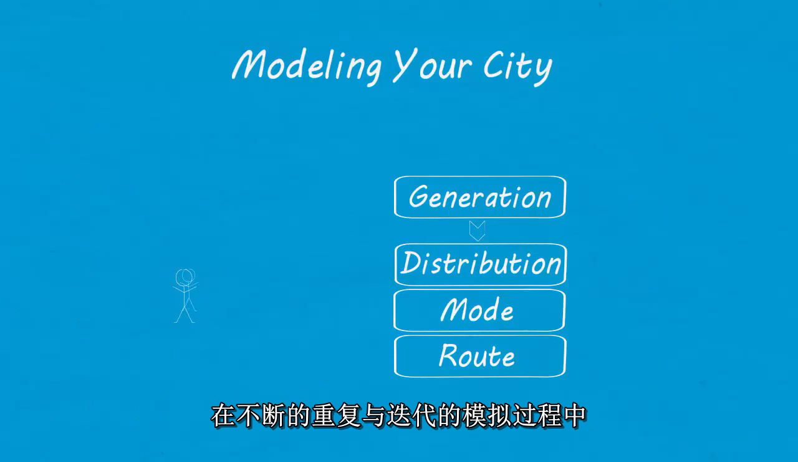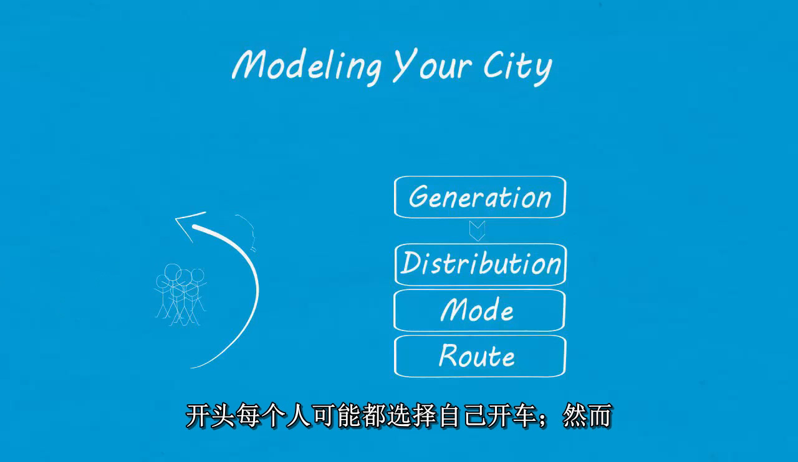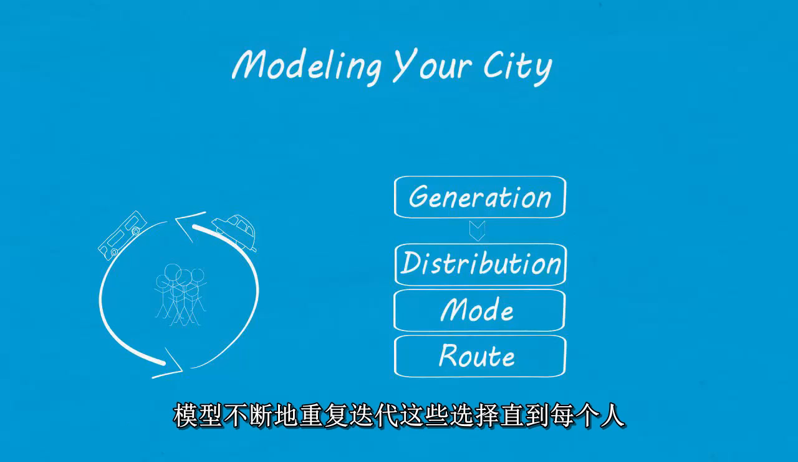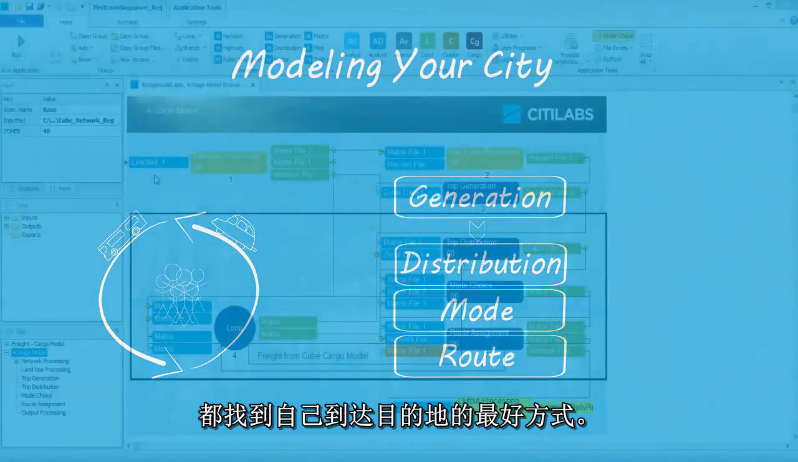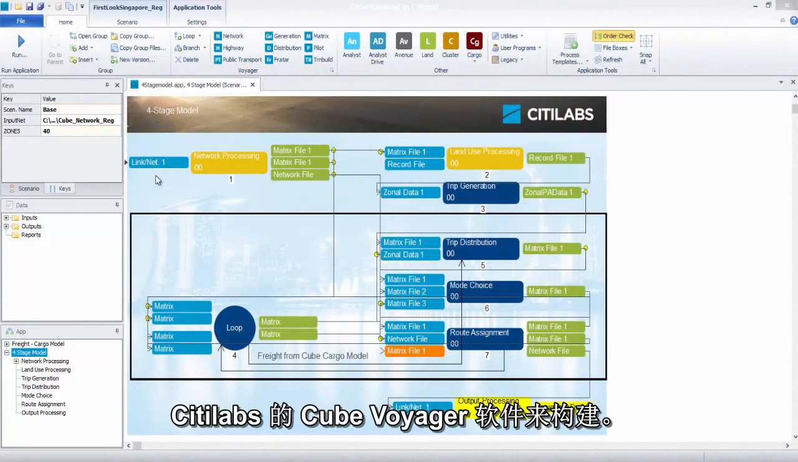It works in a very iterative fashion as a simulated population learns the best decisions for their own situation. The first time everyone may choose to take their own vehicle, but then the model feeds back that the congestion is way too high and it would be much quicker to take the train. The model iteratively loops over these decisions again and again until everyone is finding their own best possible way to reach their destination. This or any other modeling framework can easily be implemented in Citilabs' Cube Voyager software.